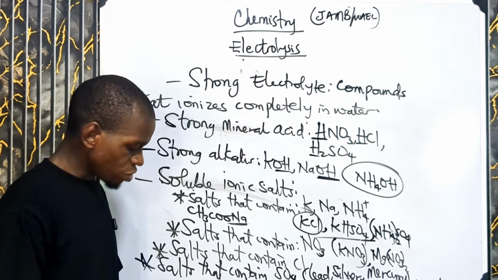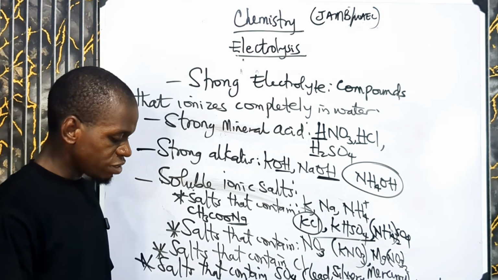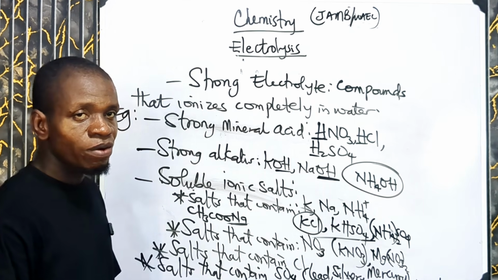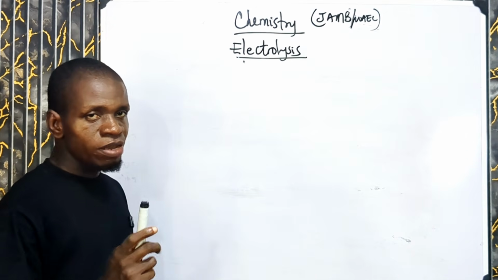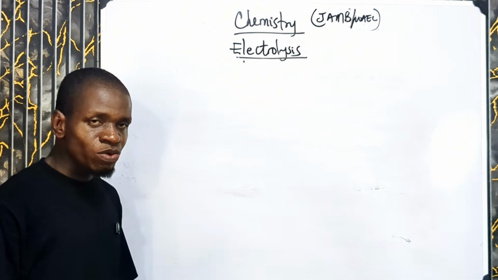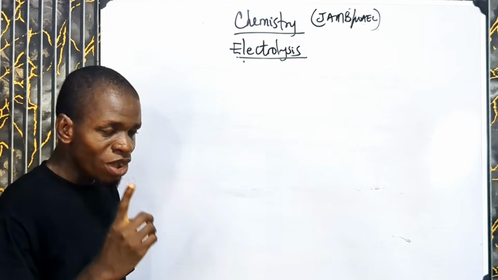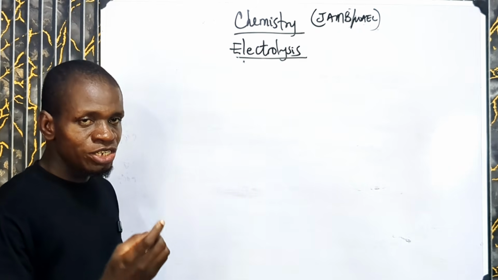So let's go over to the weak electrolyte. Let's talk about the weak electrolyte. Remember, strong electrolytes are gotten from your mineral acids, and the mineral acids we can get them from are: 1, your HCl, your H2SO4, and your HNO3.